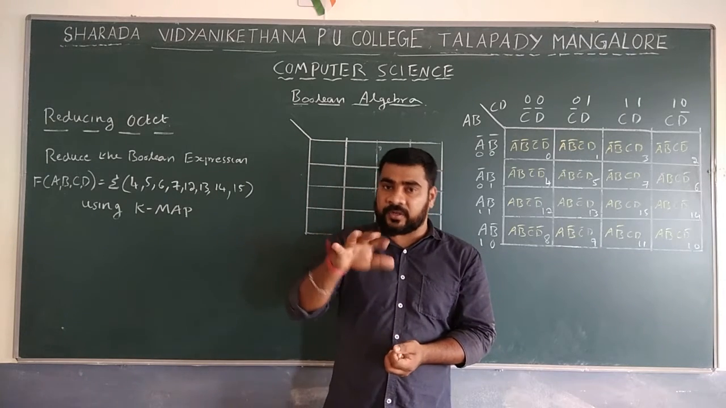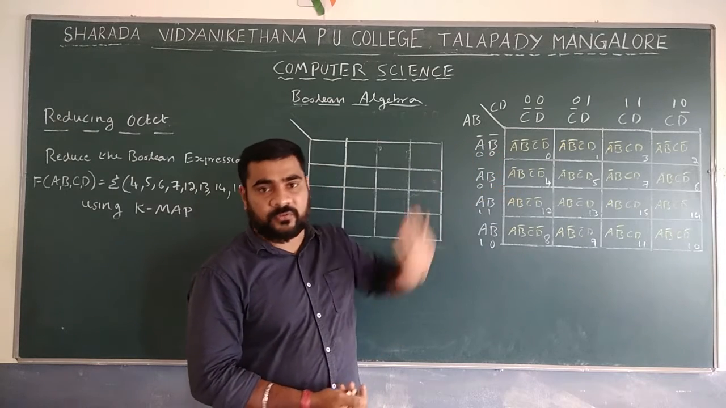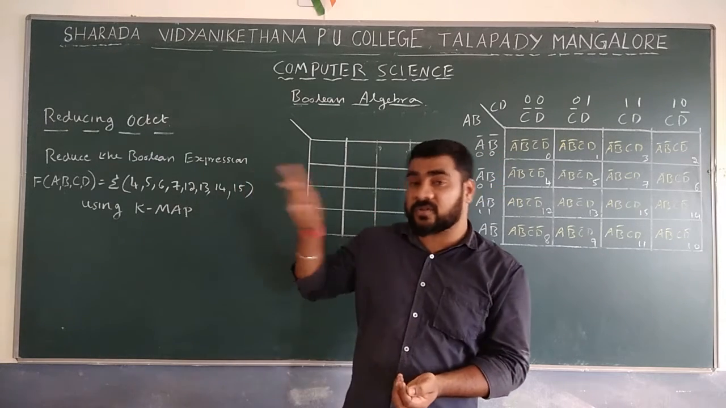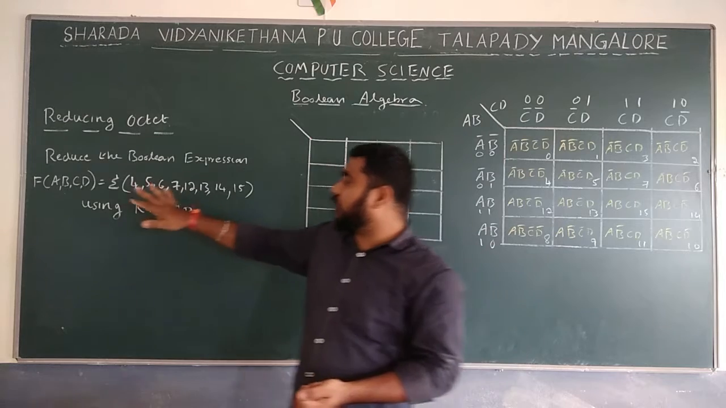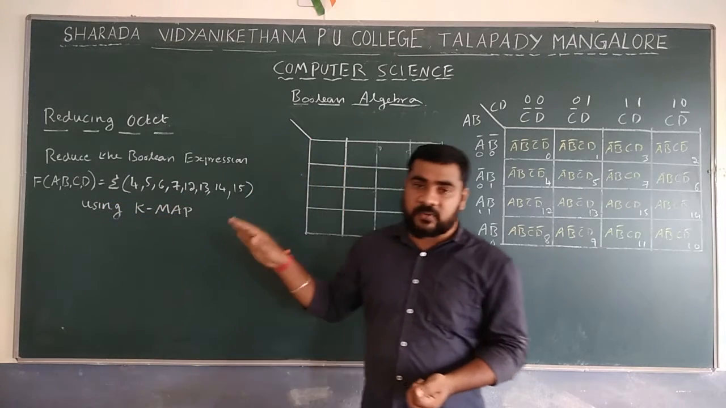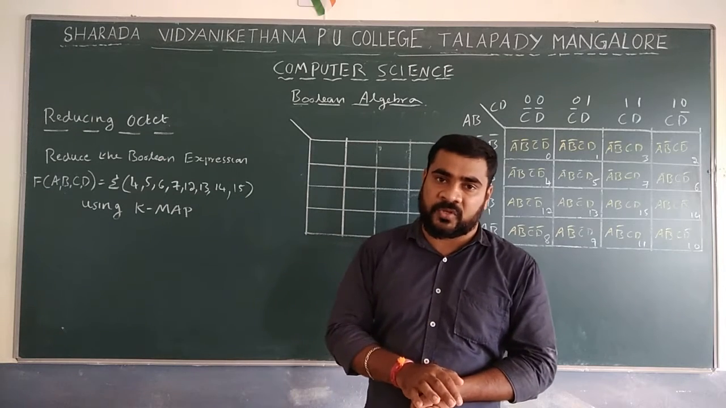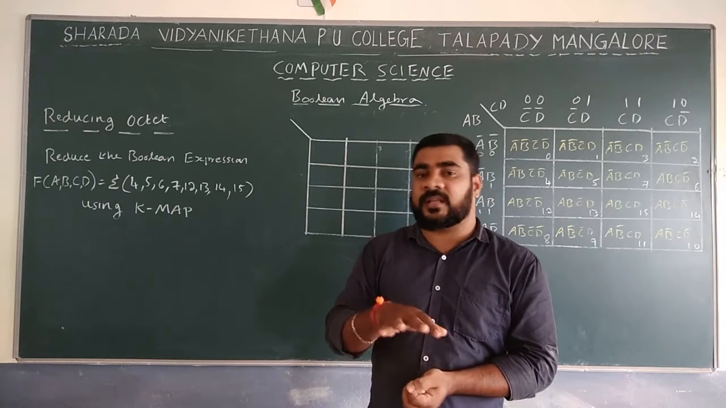Before going to reduce, first thing you have to keep in mind is that you have to construct the 4 variable K-map, based on the question. Here f of ABCD is given. The question is that f of ABCD is equal to sum of 4, 5, 6, 7, 12, 13, 14, 15. We have to reduce using the K-map.